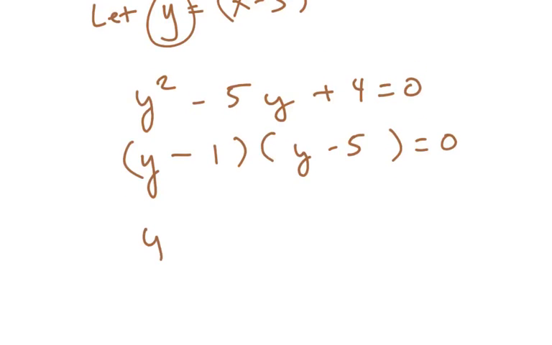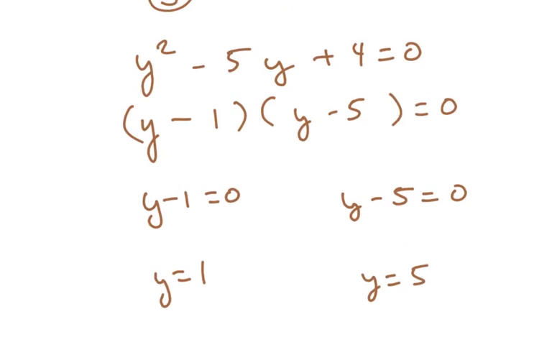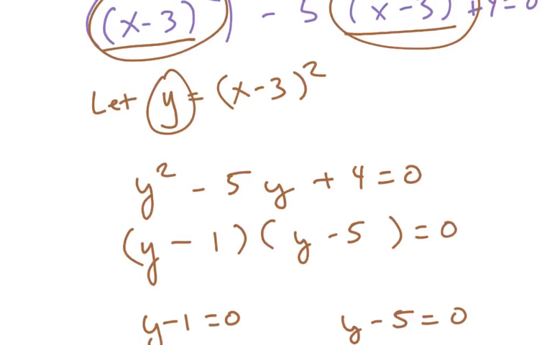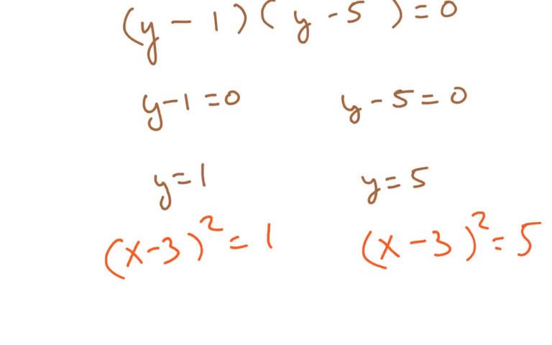So this gives me y minus 1 equals 0, and y minus 5 equals 0, hence y equals 1 and y equals 5. Now, we're not solving for y, we're solving for x, so now I'm going to replace it with (x minus 3) squared equals 1, and (x minus 3) squared equals 5.